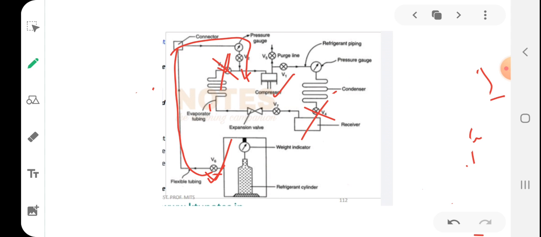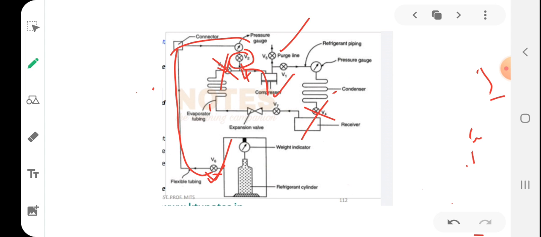The cylinder valve V6 and the compressor suction valve V2 should also be open. So this is V2. When you open V2, the refrigerant will be sucked into the compressor. This V5 should be closed.